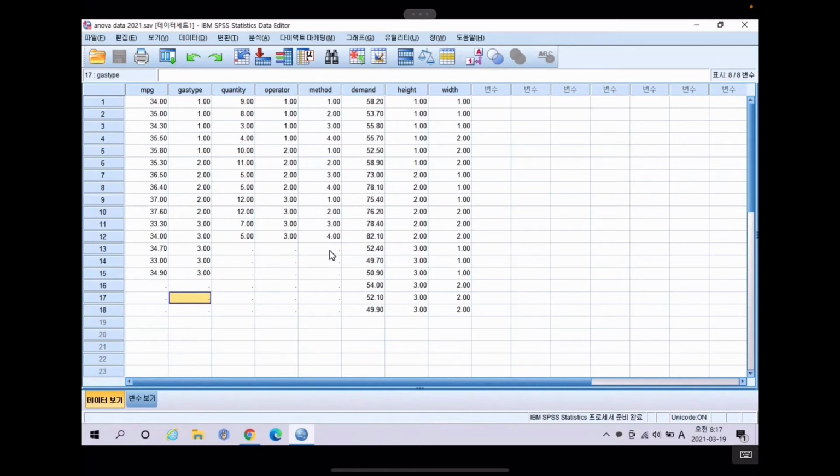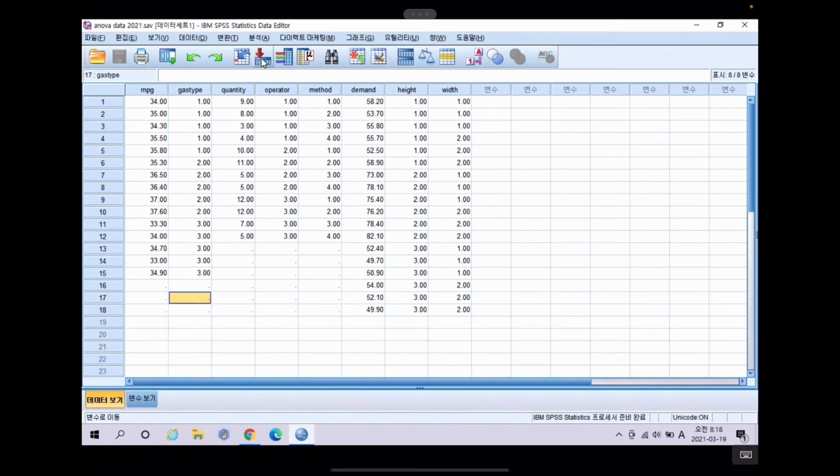I already typed in the numbers here. So we had the cardboard box case. We had quantities here, operator here, and production method here. We had 4 treatments for method and 3 treatments for operator, and these are the production quantity. So we are going to use these data.